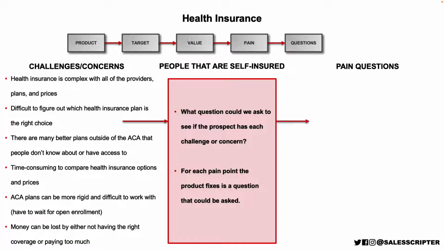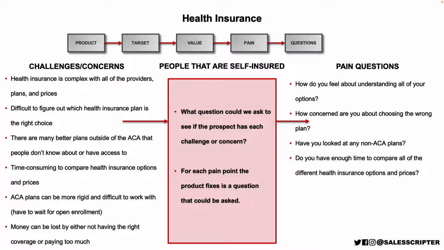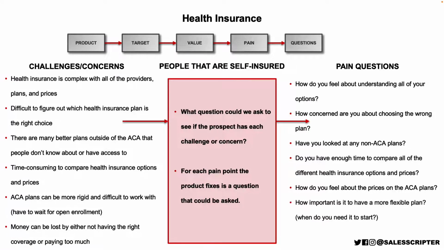And so if we go through these one at a time, how do you feel about understanding all of your options regarding insurance? How concerned are you about choosing the wrong plan? Have you looked at any non-ACA plans? Do you have enough time to compare all of the different health insurance options and prices? How do you feel about the prices of the ACA plans? How important is it for you to have a more flexible plan?